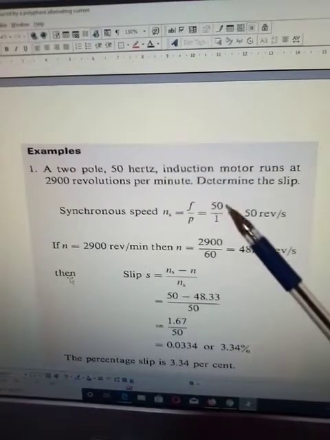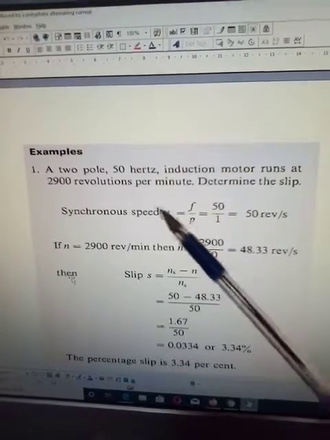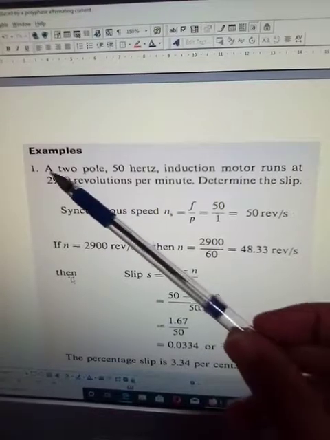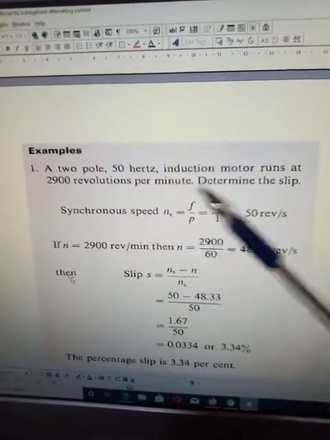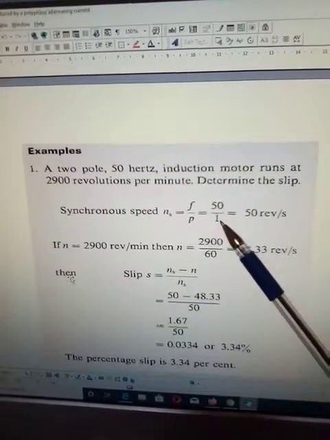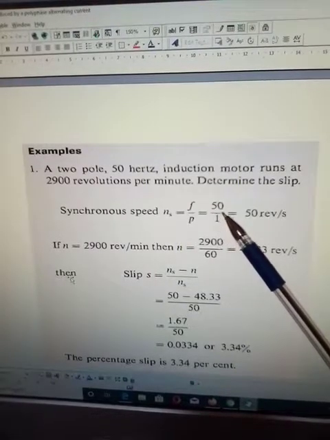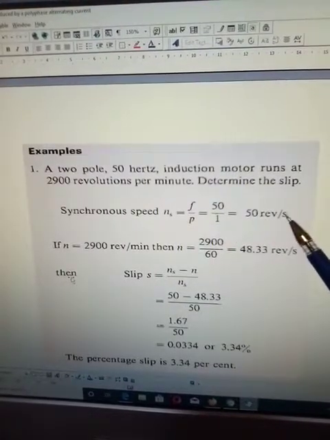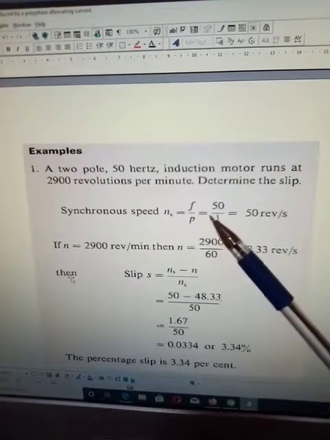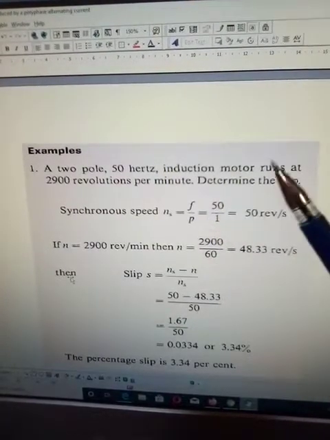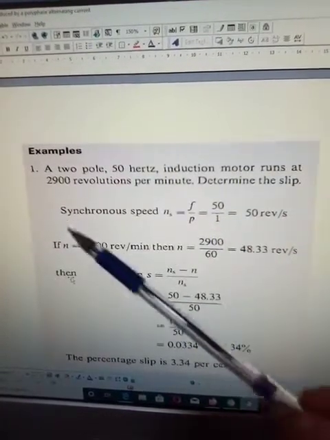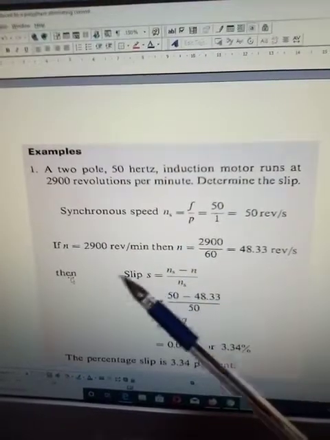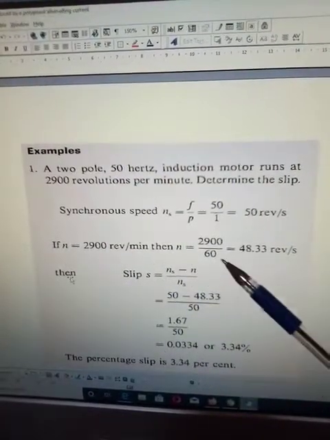Now remember, the reason why we have 1 is because it's pairs of poles. So it has 2 poles, so therefore it's 1 pair. So that figure there is 1. So therefore it will be 50 revs per second. Okay? If it was a 4-pole motor, then it would be 2, etc. So bear that in mind. Understand the concepts as to what they're trying to say here in each case and read it out.